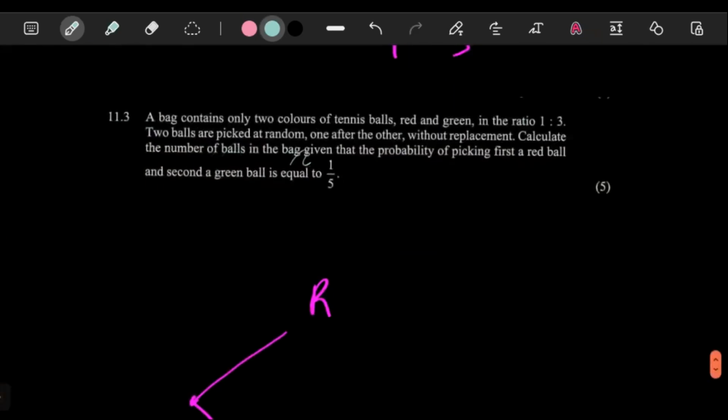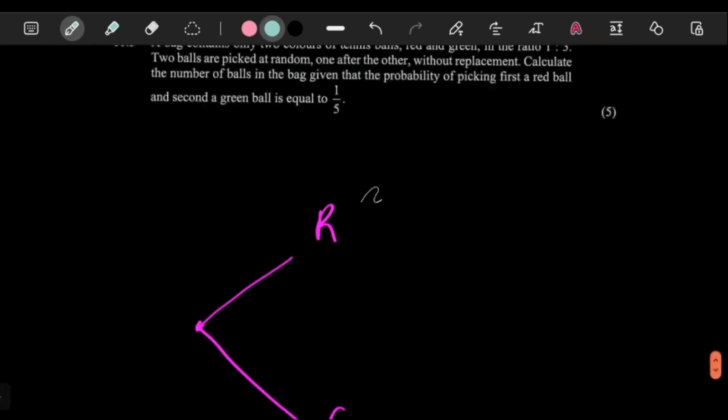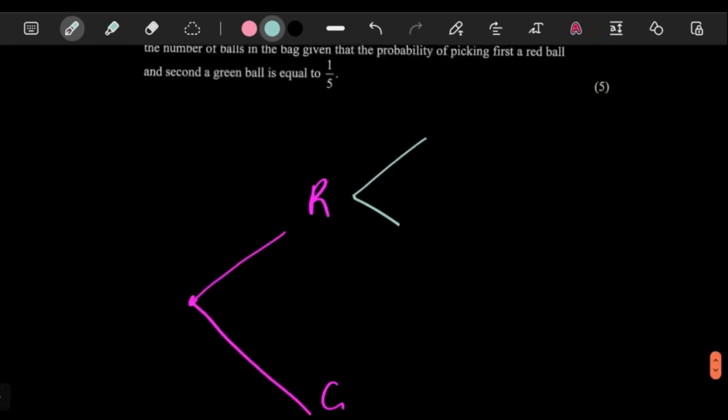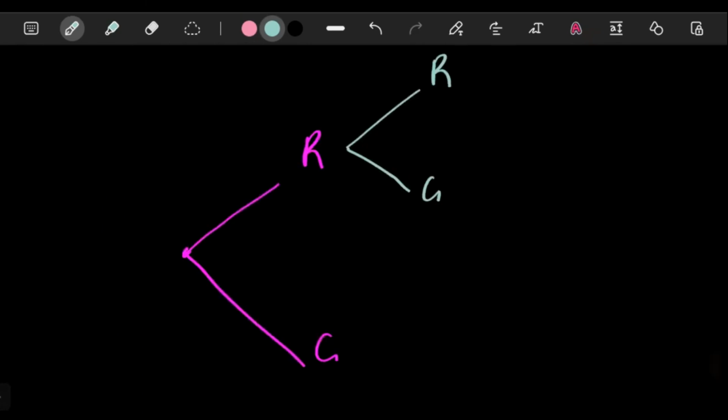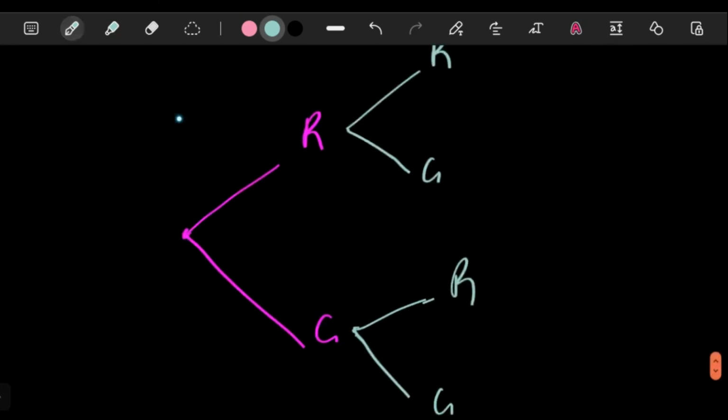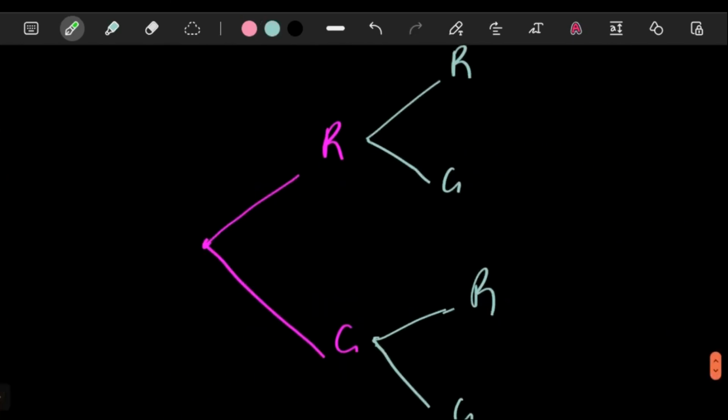Then it says the 2 balls are picked at random, one after the other without replacement. Calculate the number of balls if it is given that the probability of picking red first and then the second one green is this much. So obviously this is red and then green. When you pick for the second time, you can also just get either red or green. So the idea is, firstly, we don't know how many balls we're dealing with, but it doesn't matter.